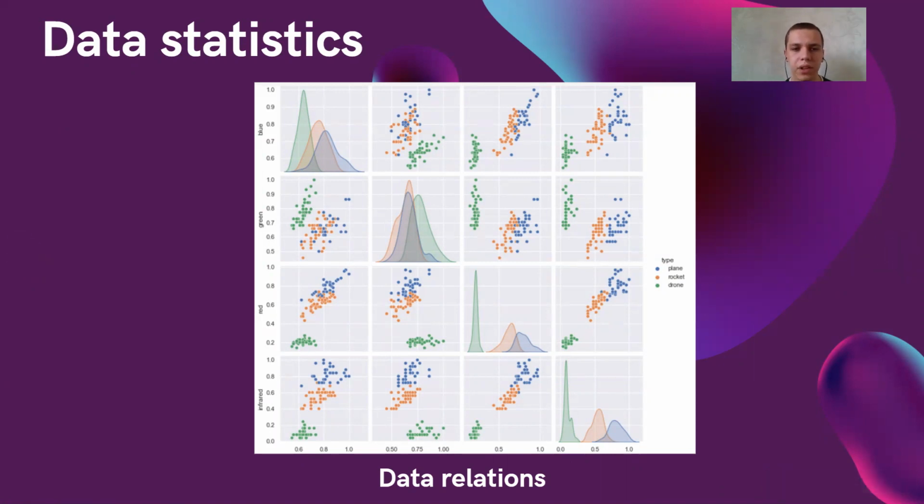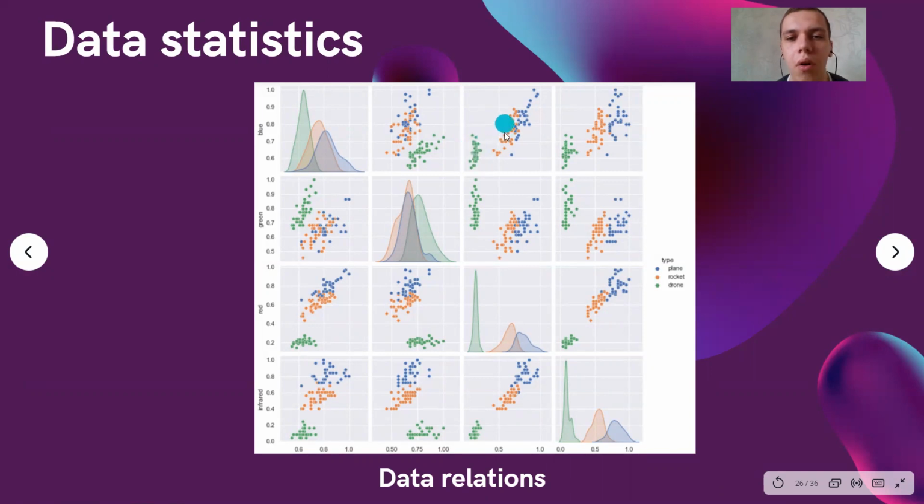Here we can see the data relation. So we can say that we can classify our data perfectly. That we have the green points in one group, orange in another, and blue in another. So we can classify it.